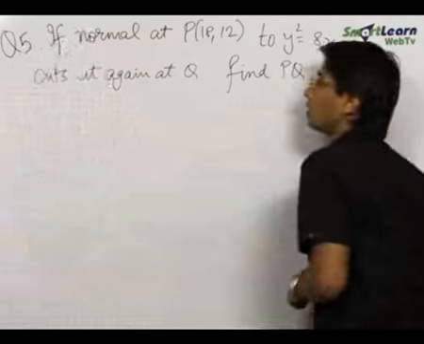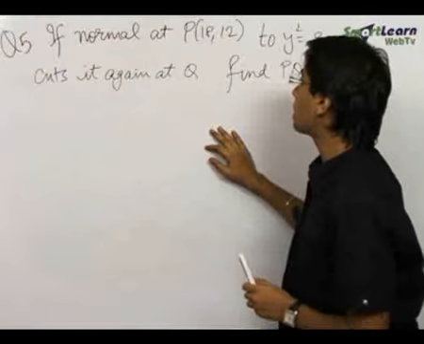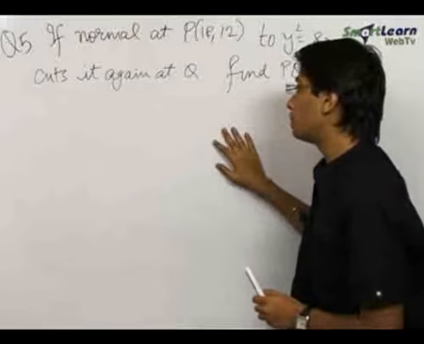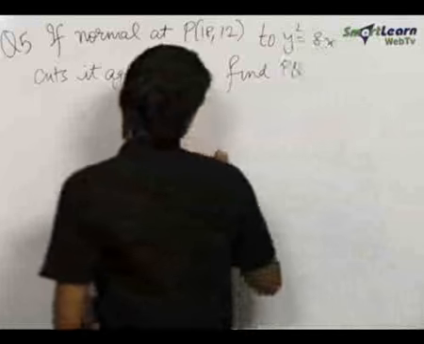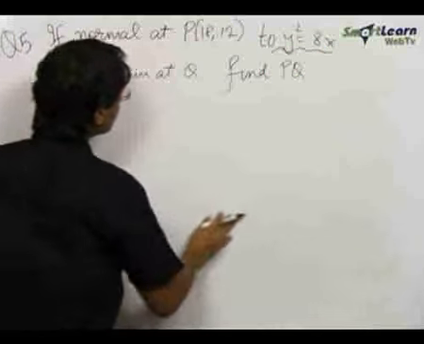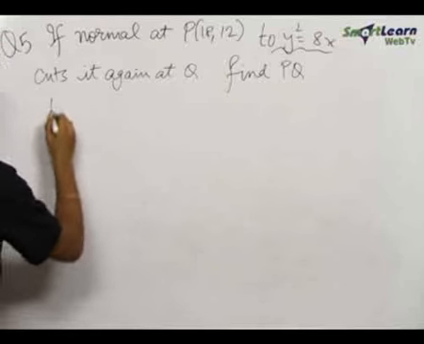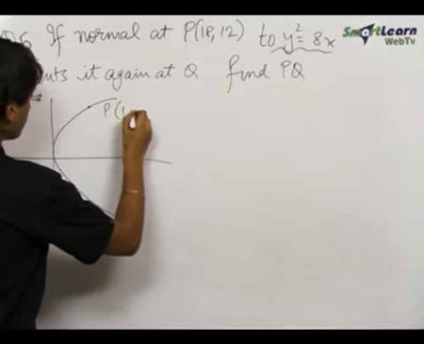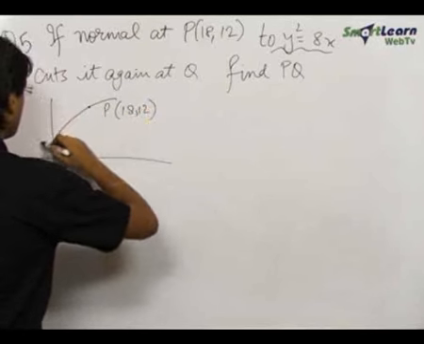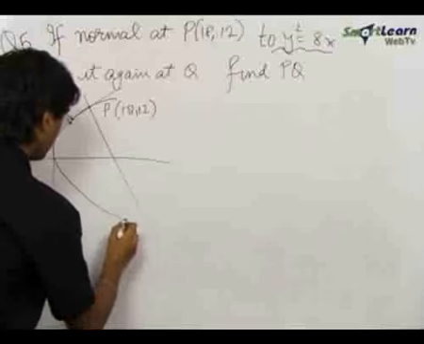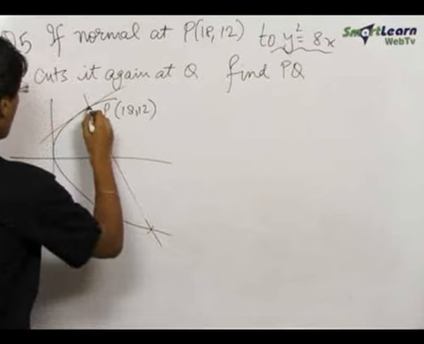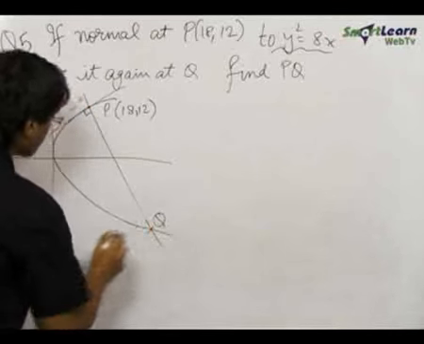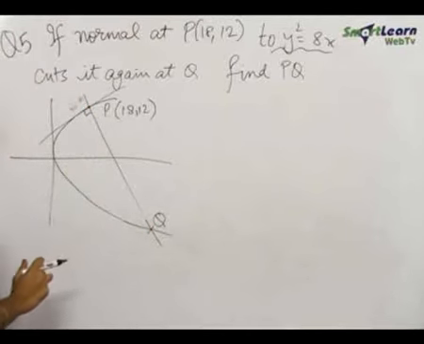In our next problem, we are given that if a normal to the parabola at point P, which is (18, 12), cuts it again at Q, then we need to find the length of PQ. Our parabola is given to be y square is equal to 8x. Starting by drawing the figure, let's say this is the point P (18, 12), and the normal at the point P cutting it again at Q. We need to find the length of PQ.